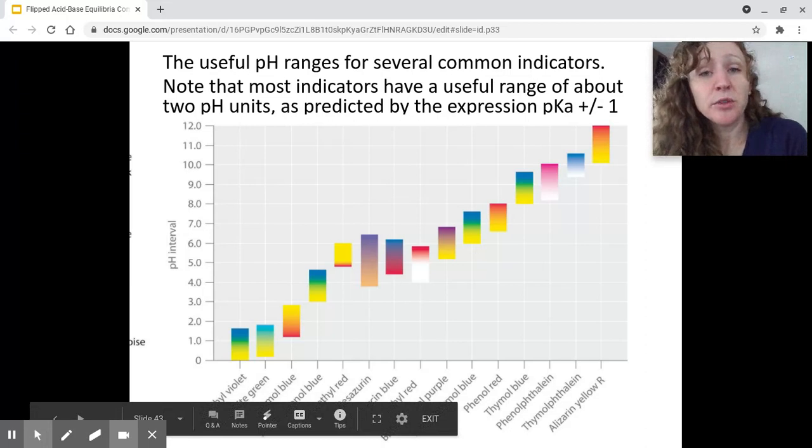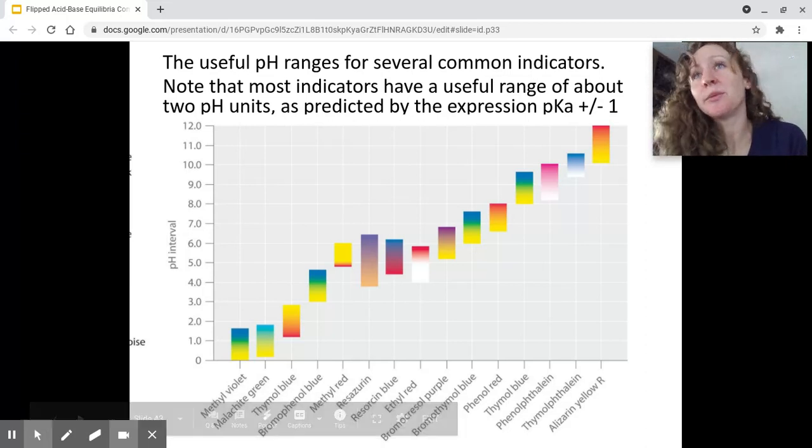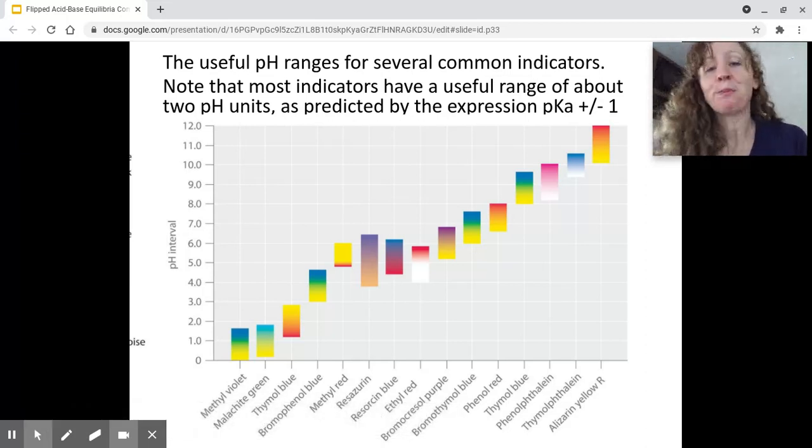And from here, we move on to looking at equilibrium in terms of precipitation. So let me know what questions you have. I will see you in class.